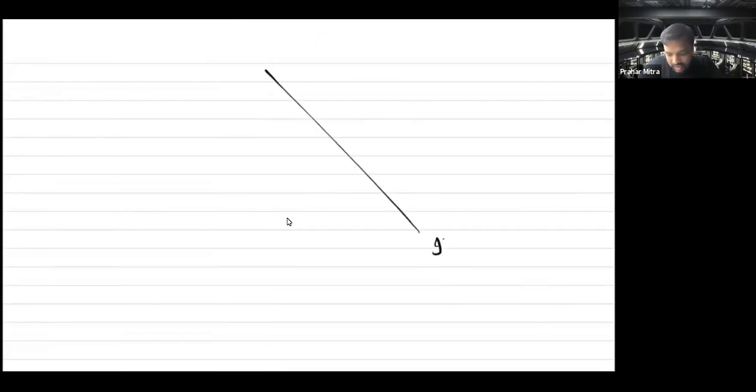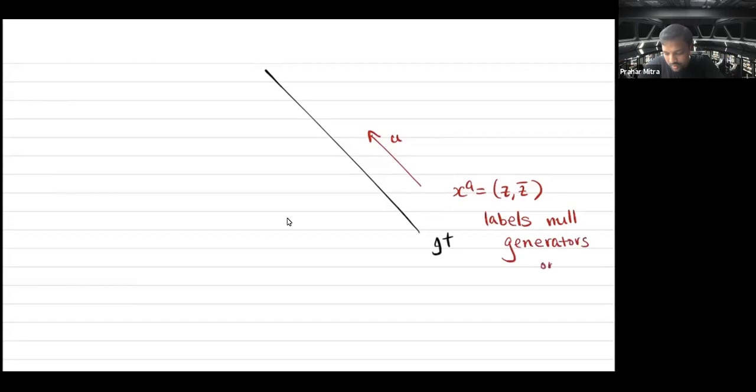So Scri plus is this null surface. And I'm going to define U as being the affine coordinate along the null generators of Scri plus. And I'm going to define XA, which is Z and Z bar, since I'm working in 4 dimensions, to label the null generators. So this completely sets up the coordinate system on Scri plus, but we now need to introduce a 4th coordinate so that we can define a neighborhood of Scri plus.